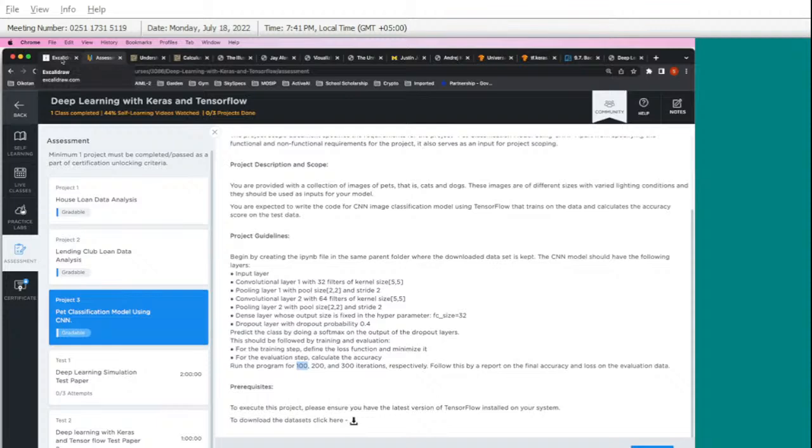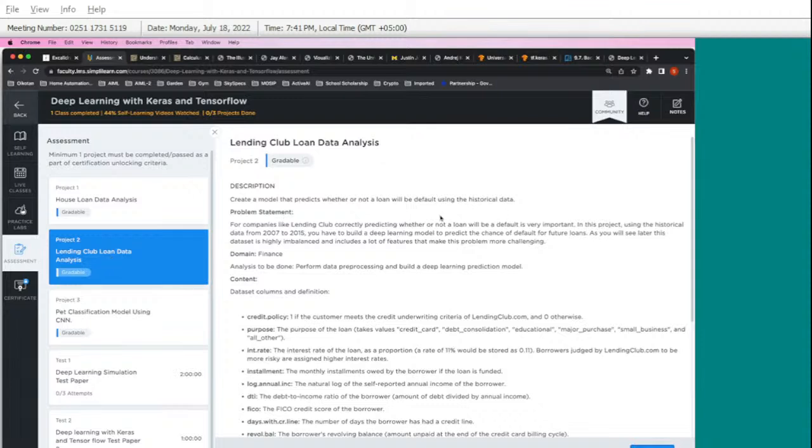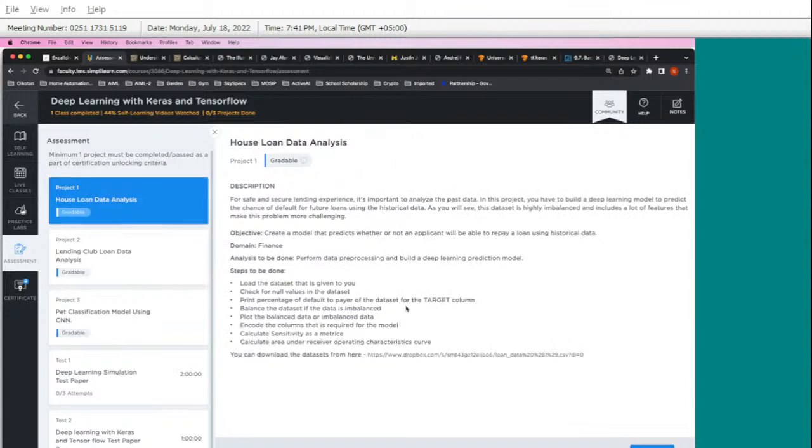Any other question? Lending data. Is anyone able to finish lending data? What is the result that we are getting? Or even for the house loan data. Uttam, were you able to finish it off? What was your accuracy? Can you share with us what was your accuracy as a final model? Okay, no worries. Any questions?